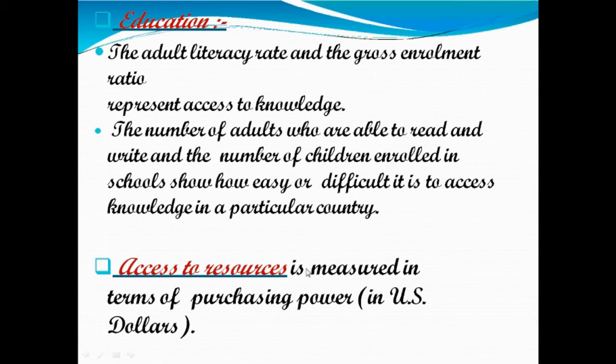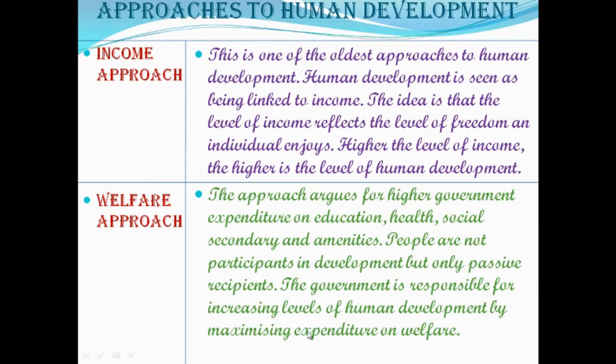Access to resources. It is a measure in terms of purchasing power, which is in US dollars. Now, this is the most important question in this chapter. These are the approaches to human development.